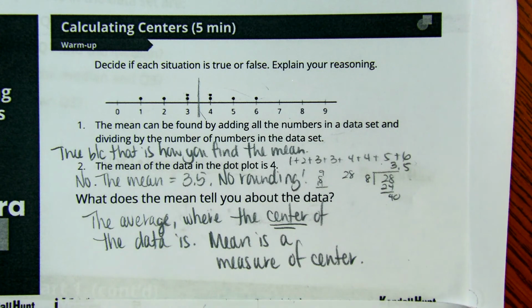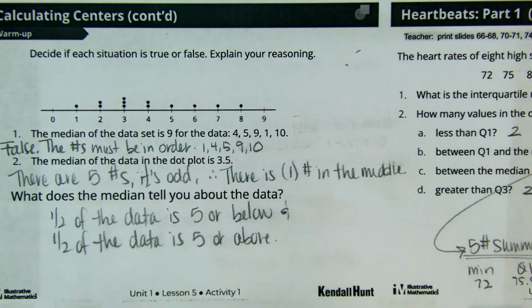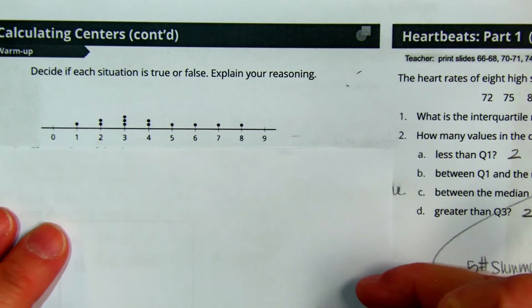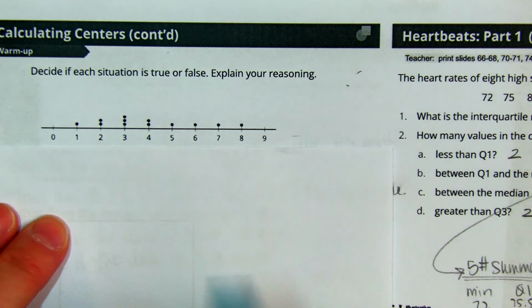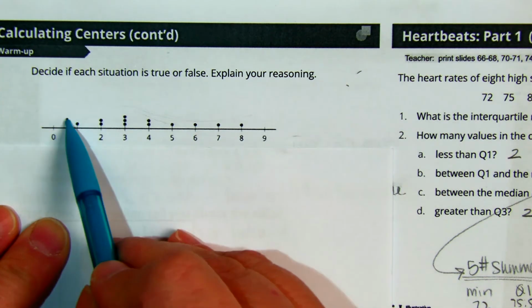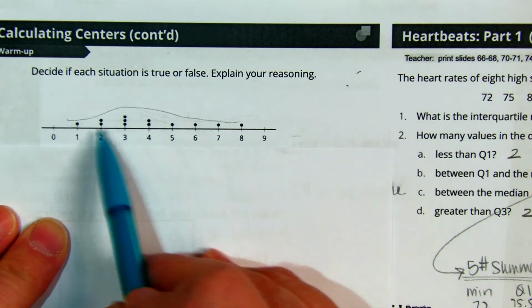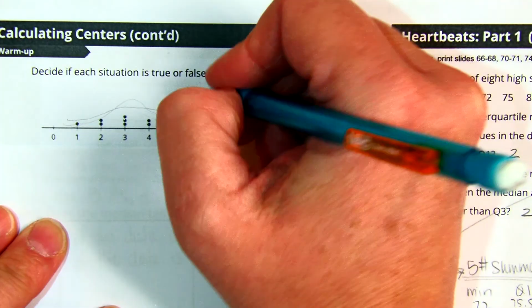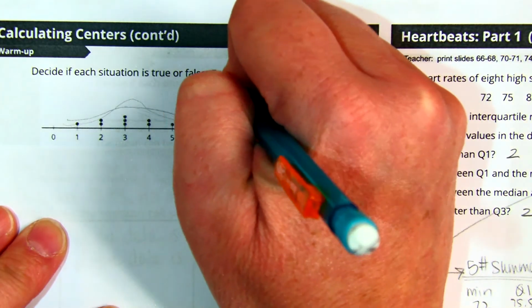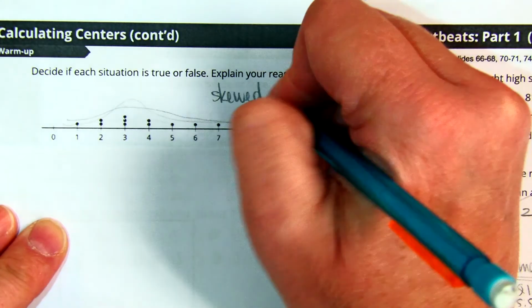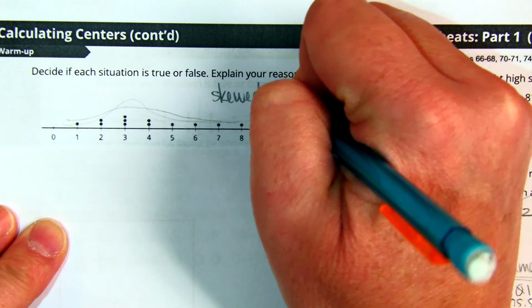On the next warm-up, same idea, you're given a graph. Now notice this graph is a little bit different. Is this symmetric? Or what type of graph is this? To me, we have a hump here, and then it kind of trickles down. So this would be considered skewed. And specifically, the tail is going to the right, so this is skewed right.